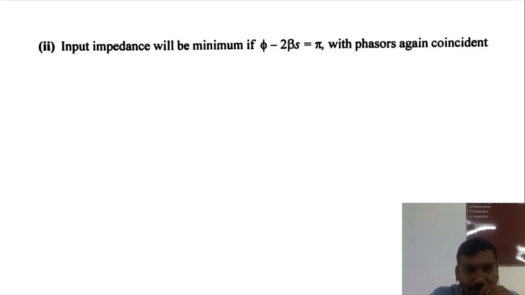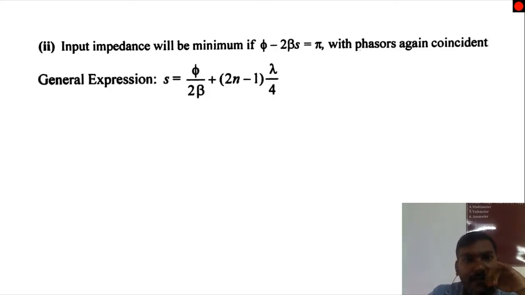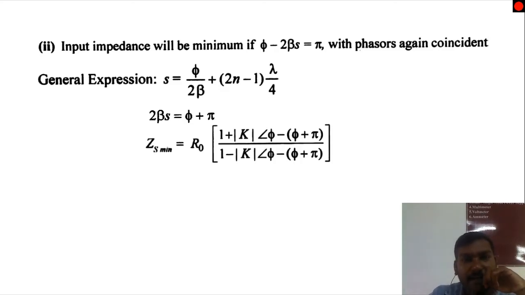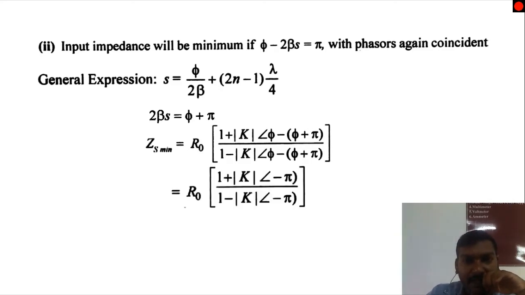And the input impedance will be minimum where the condition is phi minus 2 beta s equal to pi, and we can write s is equal to phi divided by 2 beta plus (2n minus 1) into lambda by 4. Otherwise you can simply write 2 beta s is equal to phi plus pi, and substitute the value here. Zs minimum is equal to R naught into 1 plus modulus of k angle phi minus phi plus pi, divided by 1 minus modulus of k angle phi minus phi plus pi, and we can cancel the common value. Phi gets cancelled, remaining we have angle of minus pi.